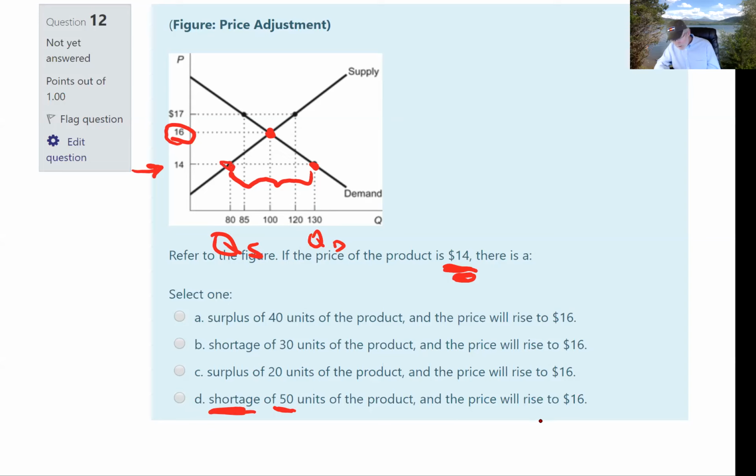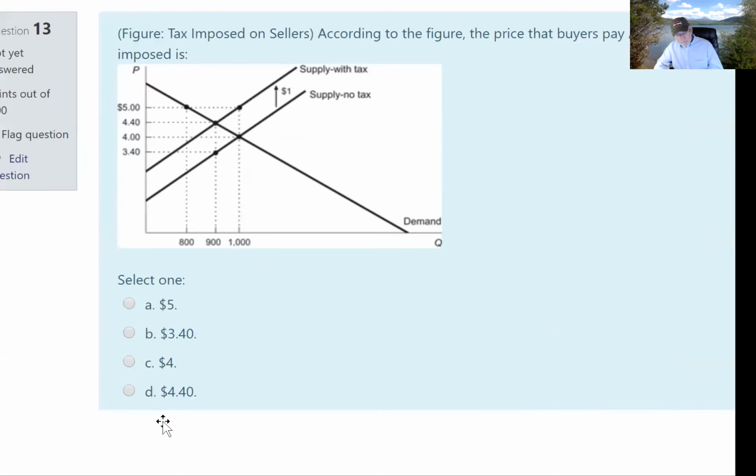And the price will rise to $16. Does that make sense? Well, when we have a shortage, what does that lead to? That tells the producers you can raise your price and still sell as much as you want to sell. And so how far will the price rise? It's going to go to the equilibrium, which is at $16. D is the correct answer. Number 13.